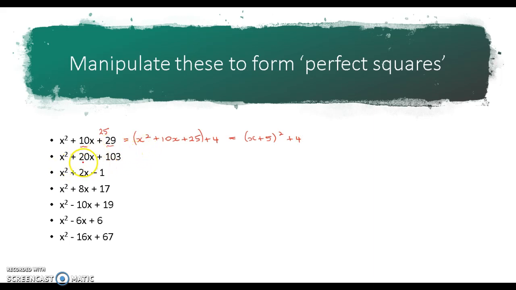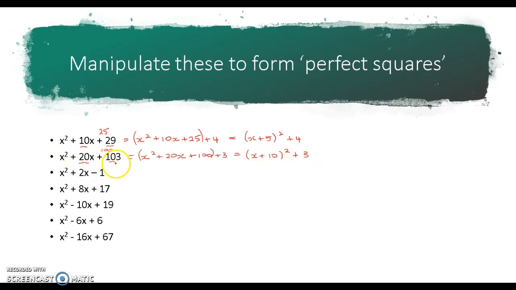So here, looking at this one, if I was to take half of my 20, I'd get 10, and if I squared that, I'd get 100. Instead, I've got 103, so what I'll do is I'll write it as x squared plus 20x plus my 100 plus 3 more. So that gives me my 103. Looking now at the first three terms, these can be expressed as a perfect square, as x plus 10 all squared plus 3. And so this expression here, the first expression, can now be written in this form here.